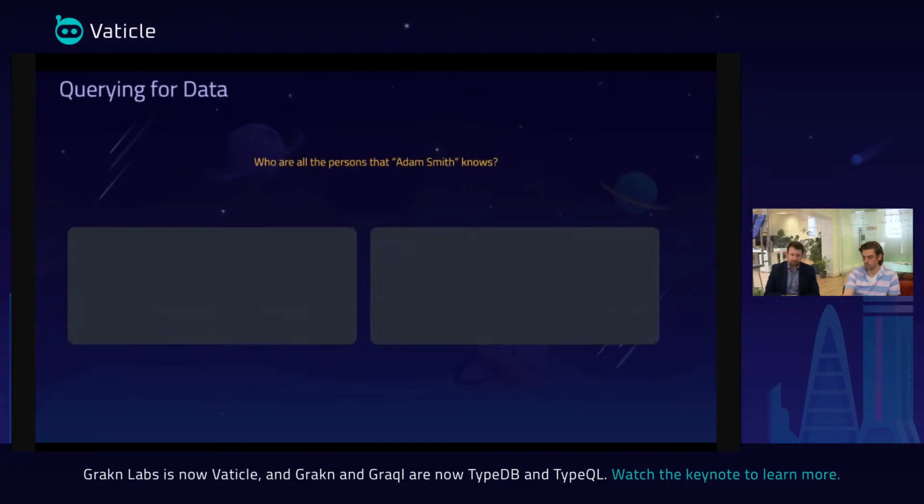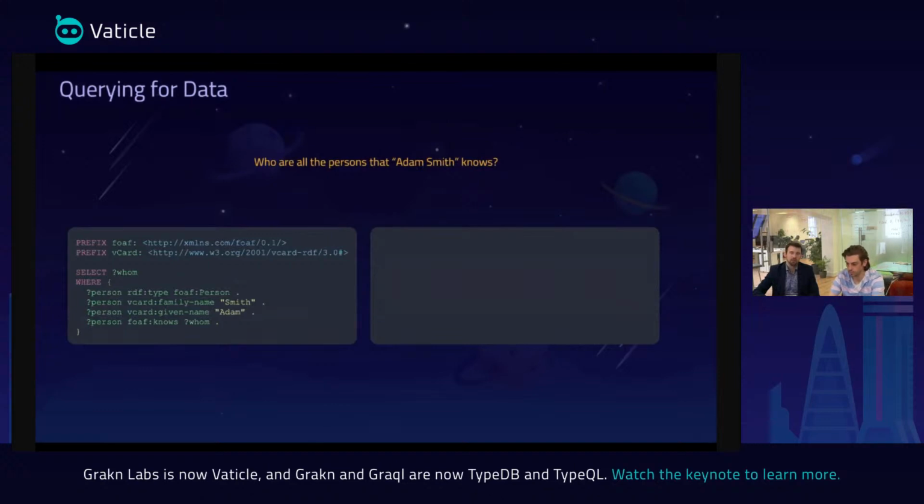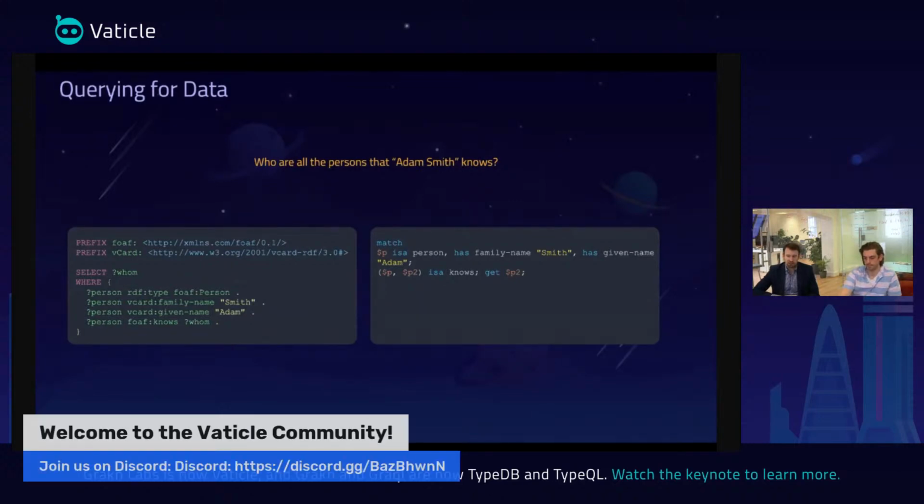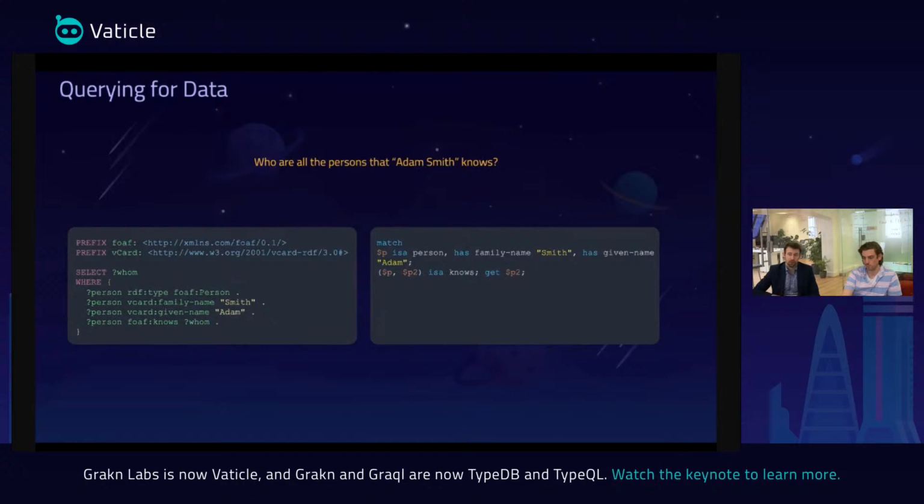Now, how do we then query for data? Let's say we're asking who are all the persons that Adam Smith knows. This is a slightly more advanced, or slightly more difficult query. And here we're doing a slightly bigger traversal, where in TypeDB we could do it as follows. We're fetching for a person that has a family name, Smith, has a given name, Adam, and then that person, which is $p, is connected to $p2 through a relation of type knows. And then we are fetching for $p2, which is anything that can be connected in that relation, and the get statement here is effectively equivalent to saying select in SPARQL.